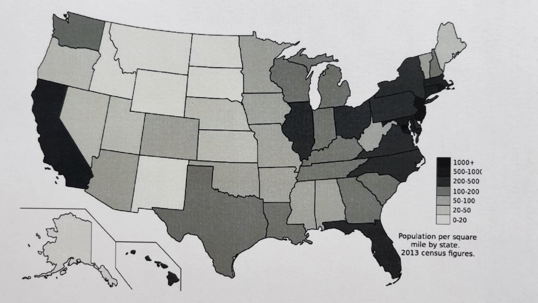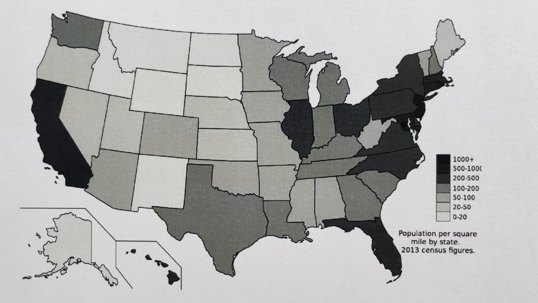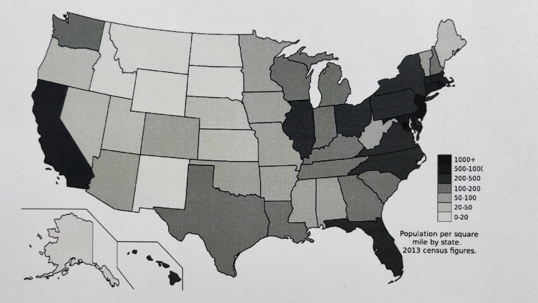And there's a population density map for the U.S. Once again, the darker the area, the more dense the state is in population.